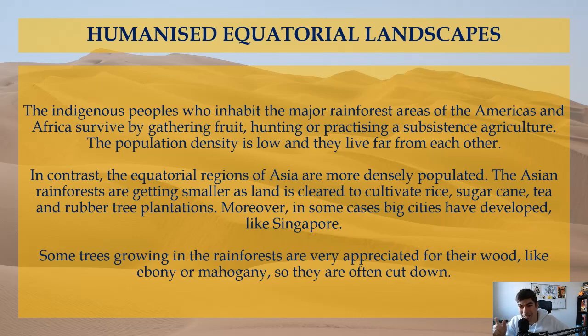And in the humanized landscapes, these areas are inhabited by indigenous peoples in America and Africa, and they are still in the Paleolithic or in the Neolithic. They survive by gathering fruit, by hunting, or by practicing subsistence agriculture. So therefore the population density is very low. But in contrast, in the Asian regions, they are way more densely populated. Okay, because in Asia we have lots of millions of people.